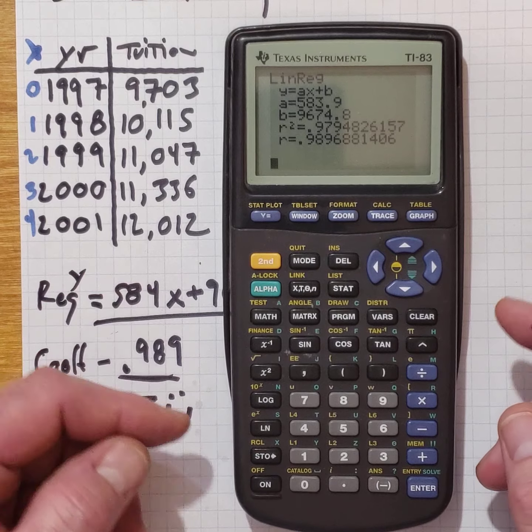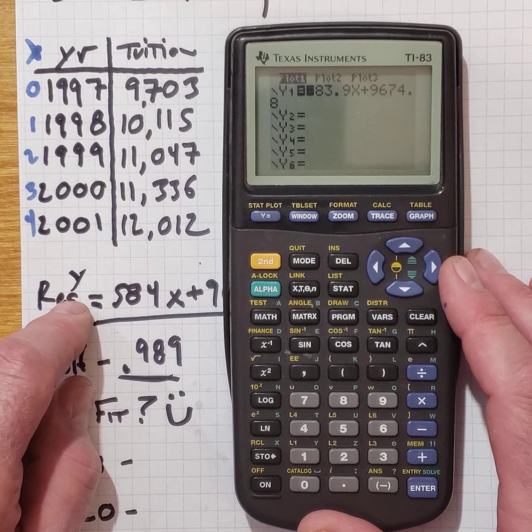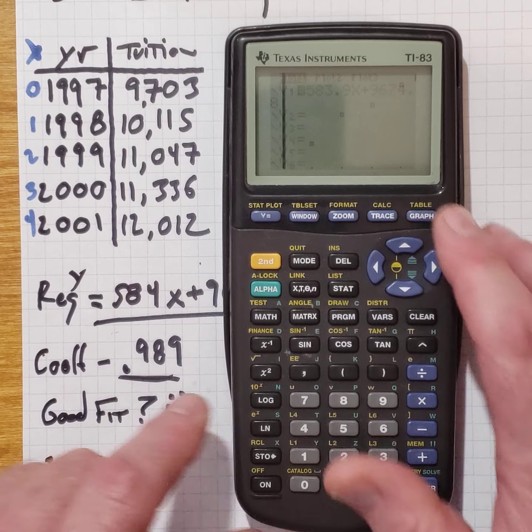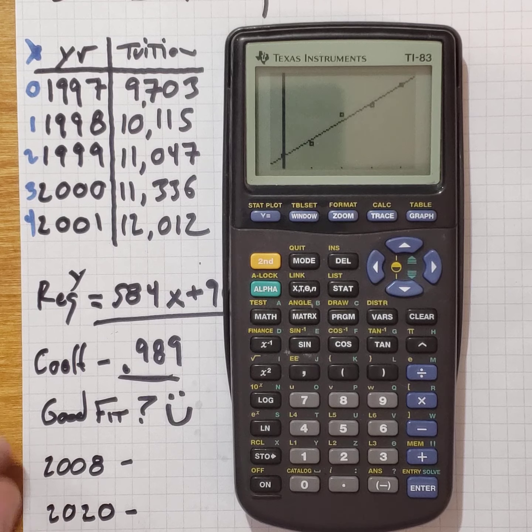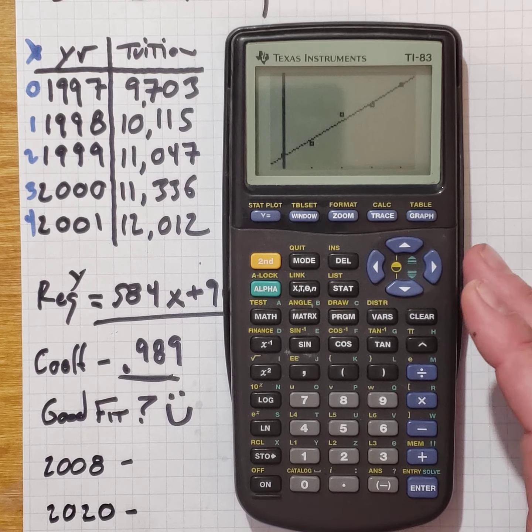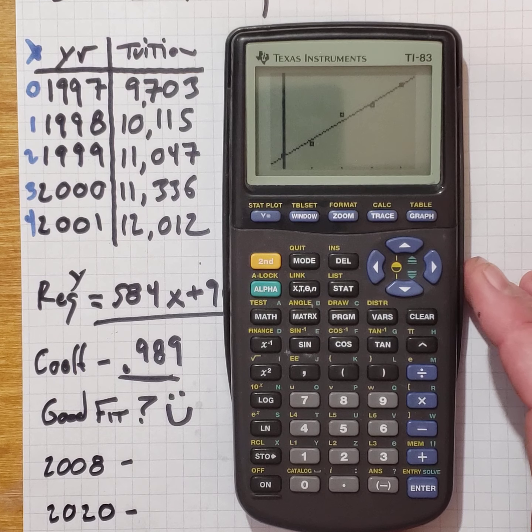It gives us the same stuff again, but now if you go to y1, your equation should already be in there. And when you go to graph, you should see that line, and we see how good a job it does of going through all of those points. It doesn't exactly hit them all, but it comes pretty close. And we already know that because we had a high correlation coefficient.